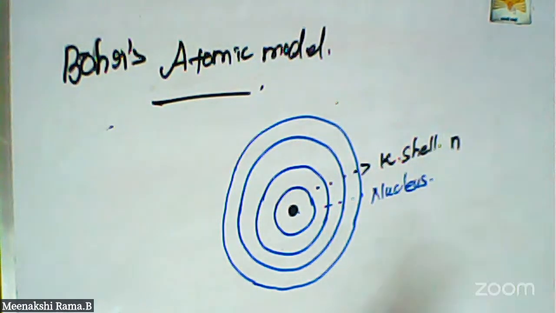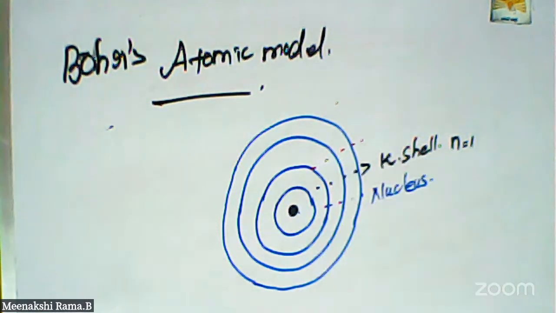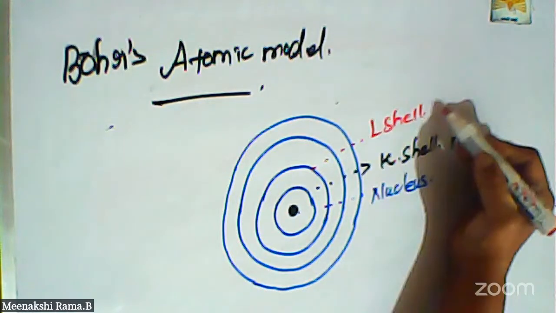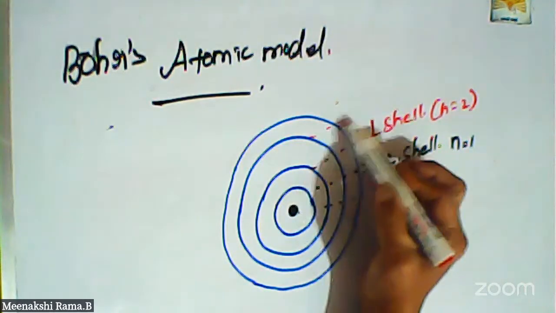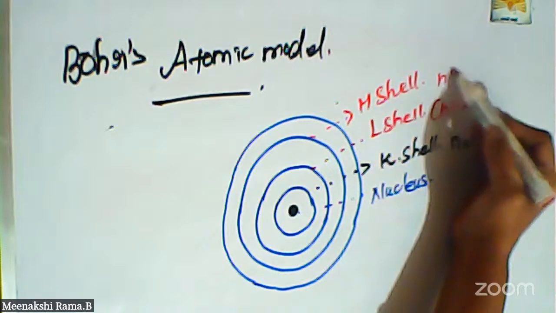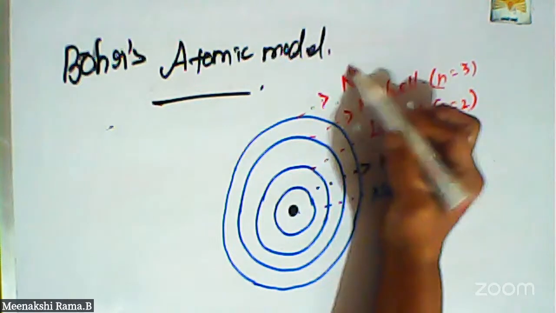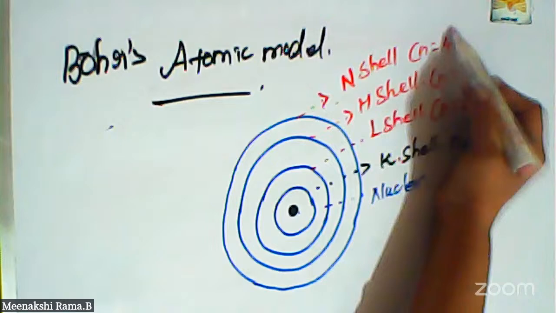The K shell is considered energy level number 1. The second round is called the L shell, and the energy level is considered 2. And this is the third round, the M shell. The energy level is 3. And this is the fourth one, the N shell. The energy level is 4.